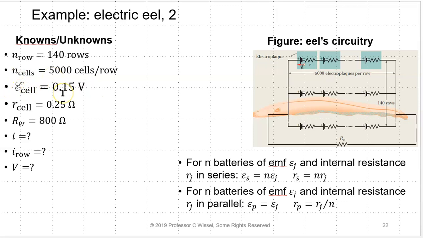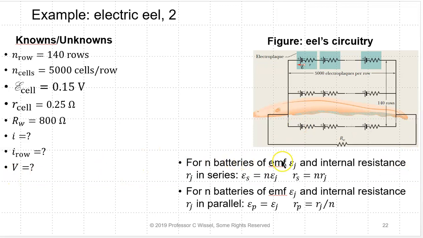The EMF of each cell is 0.15 volts. The internal resistance of each cell is 0.25 ohms. The resistance of the water is 800 ohms. We need to know the current, we need to know the current in each row, and we also want to know how much potential he produces.